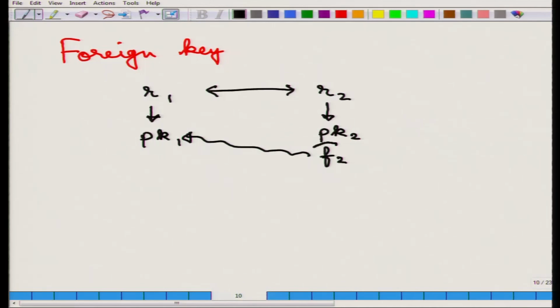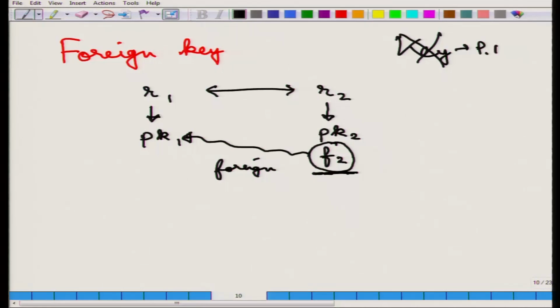Now, what may happen is that this F2 comes from the PK1 of the other relation. What I am trying to say is that this attribute, F2 of R2, is the primary key of another relation. Then this is called a foreign key, because this is a key of a foreign table. A key in colloquial language generally means a primary key, although there is nothing called just a key. This is an important point to note down.